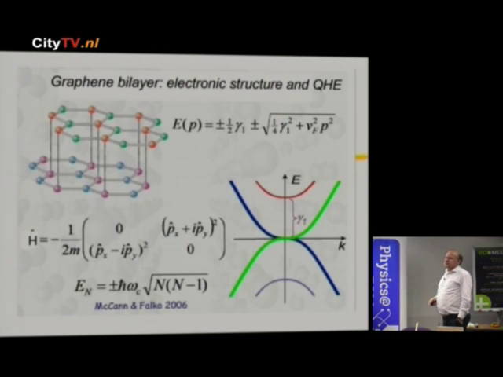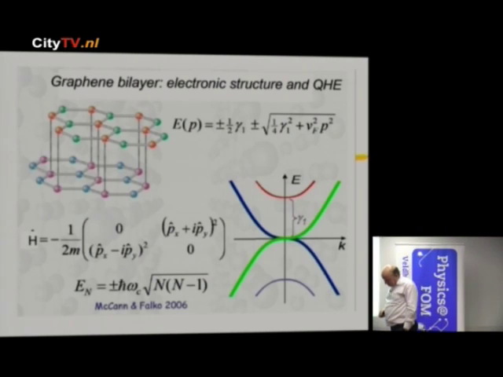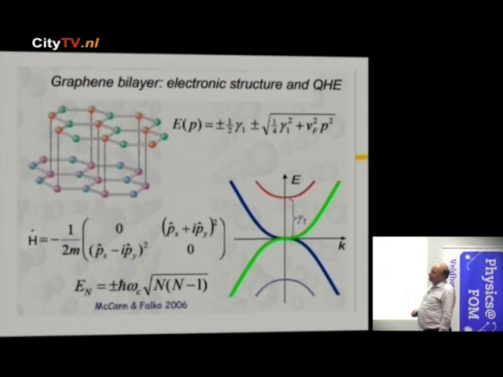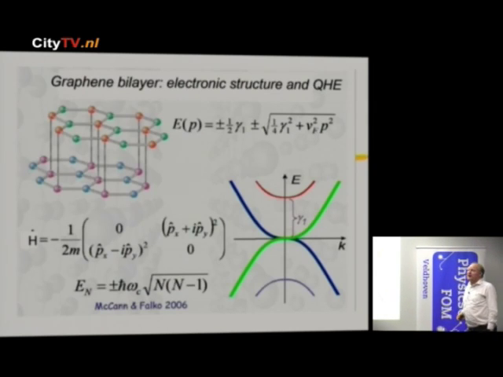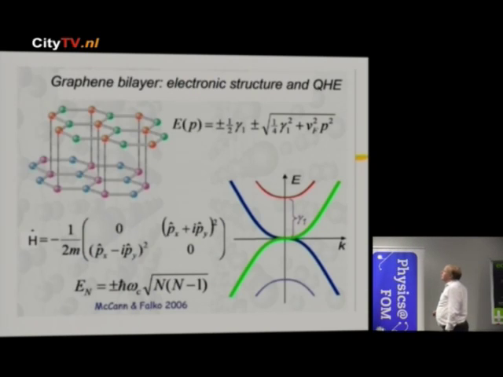Bilayer graphene, that was the question. So if I now say this anomalous quantum Hall effect is proof of single layer, then at least I have to show that bilayer graphene behaves differently. So this is bilayer graphene.